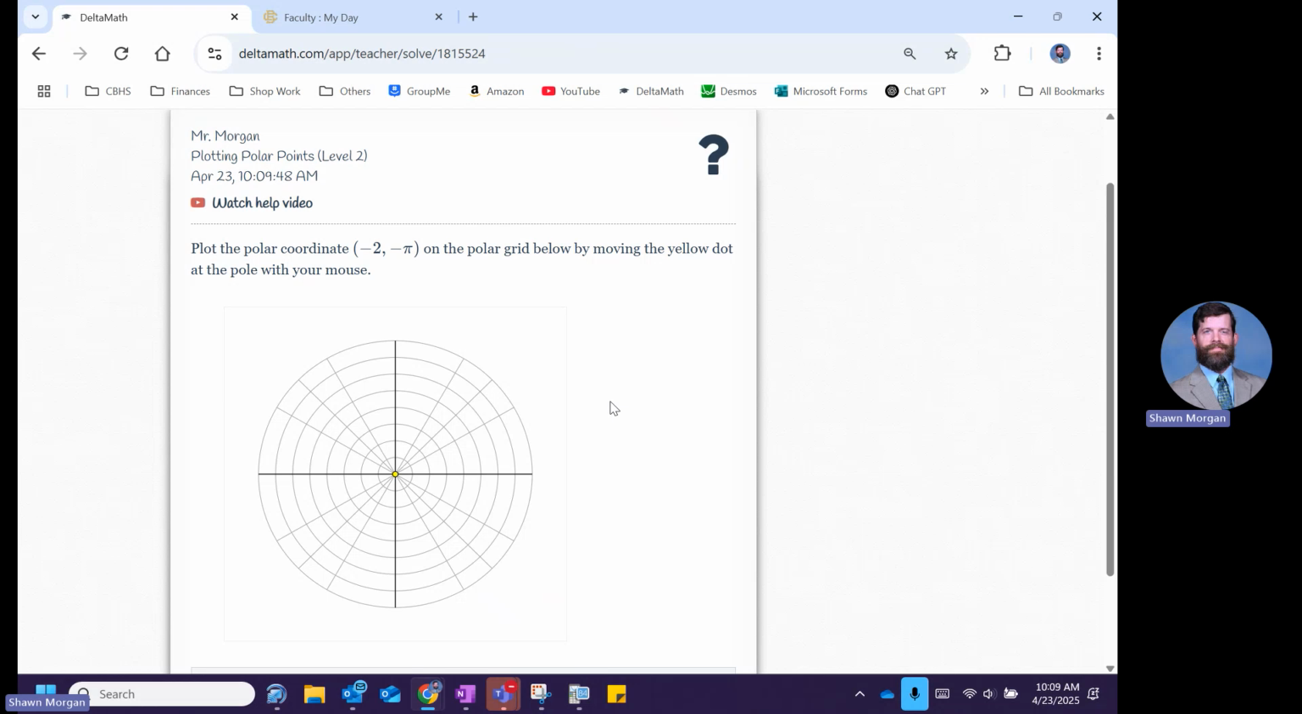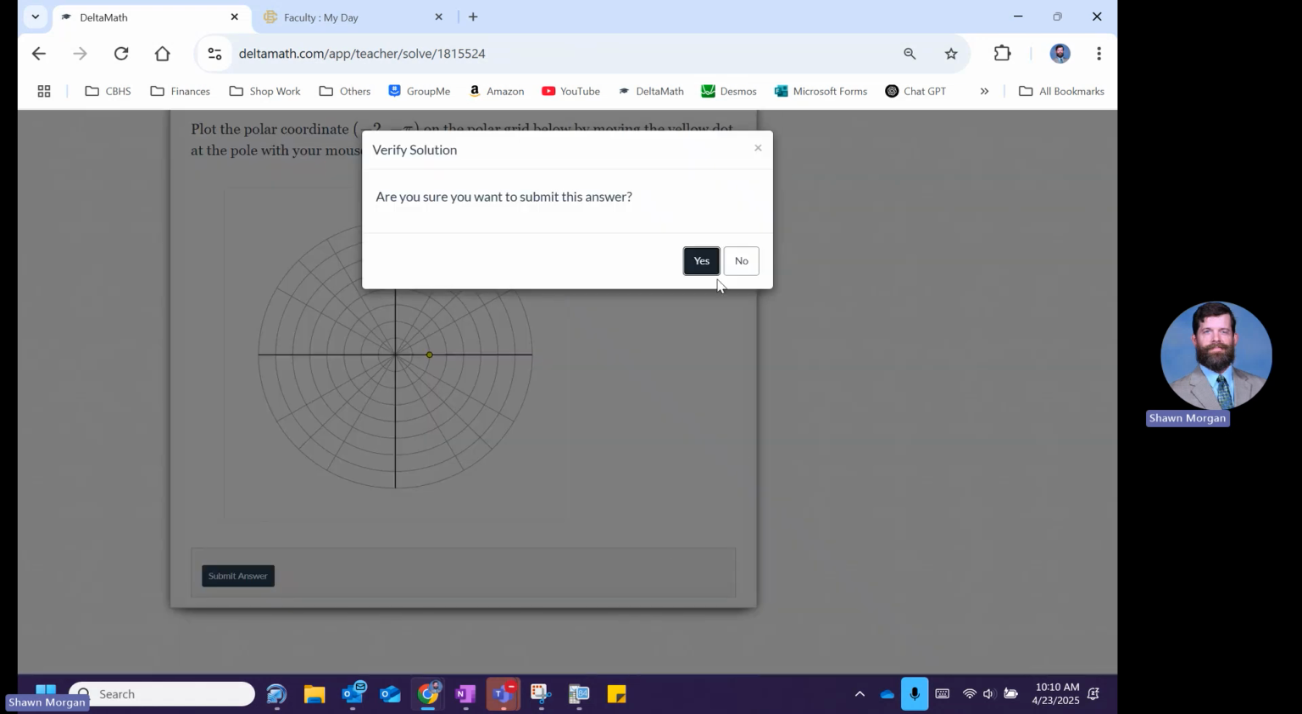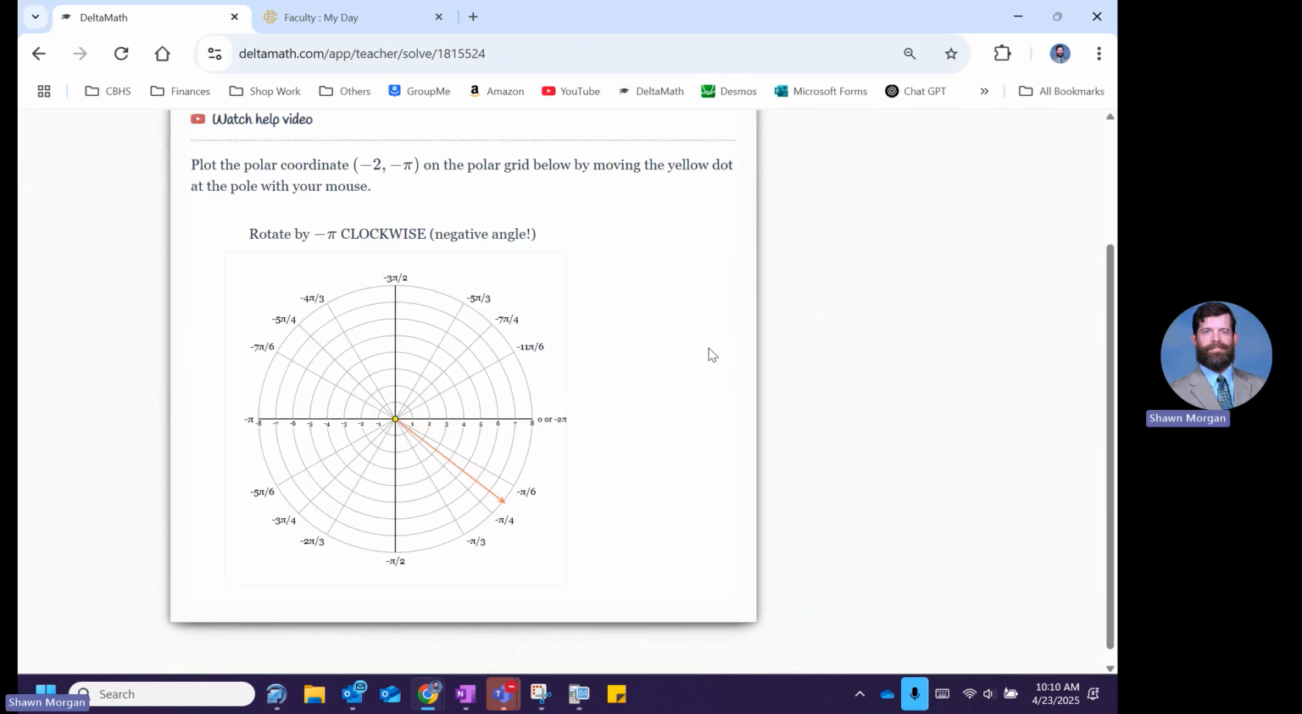So first of all, where's negative pi? Does anybody know? Negative pi is going to be 180 degrees in the counterclockwise direction. Now, negative 2, I'm going to go back over to the right, 180 degrees in the opposite direction. So this one is going to be located here. And here's where I like their explanation. Watch. We swing it around, and then we move 180 degrees in the opposite direction because of the negative r value. Let's look at another one.